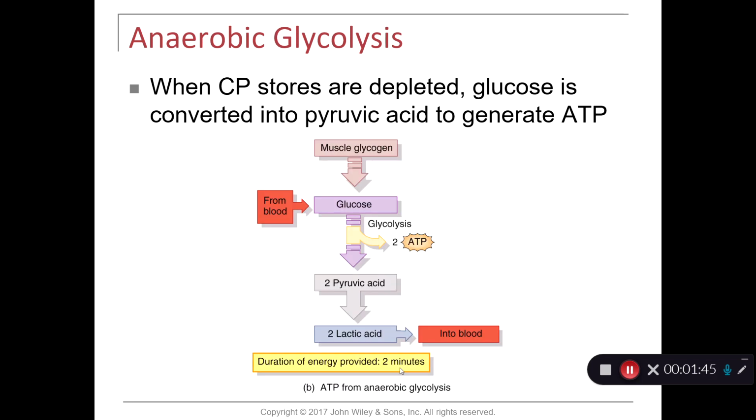Well, you have another process that you can use: anaerobic glycolysis. That's another fancy way of saying lactic acid cycle or lactic acid formation. If you don't have oxygen but you need energy, you can do this. You can break glucose apart from glycogen and make it into pyruvic acid, which gives you 2 ATP, and then a little bit more ATP when you convert it down into lactic acid, but it's really not much. If you used all your sugar this way, it would really just give you about 2 minutes.